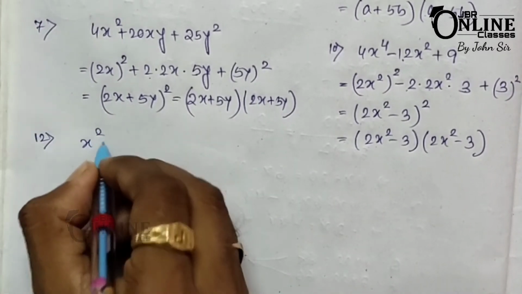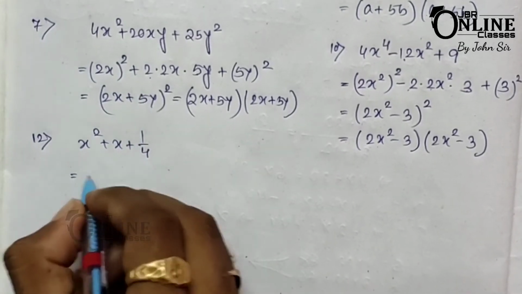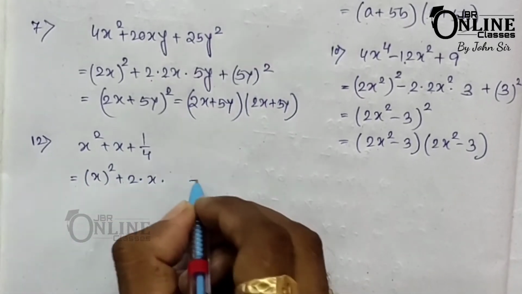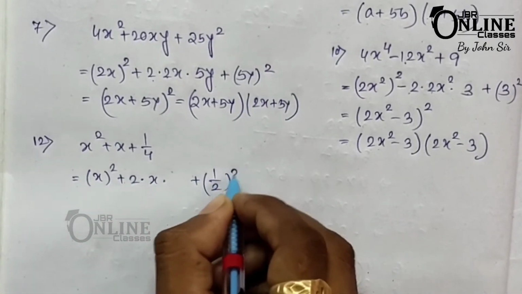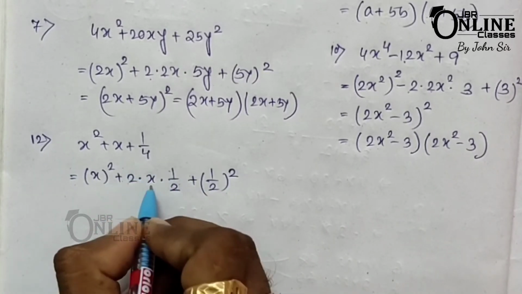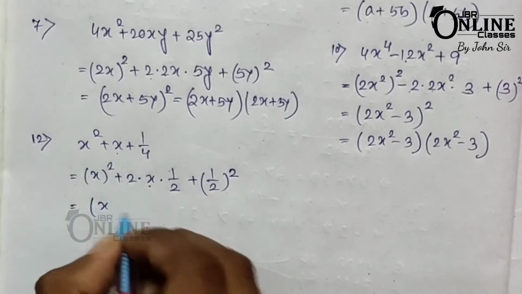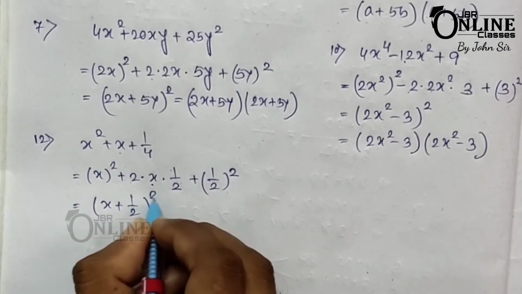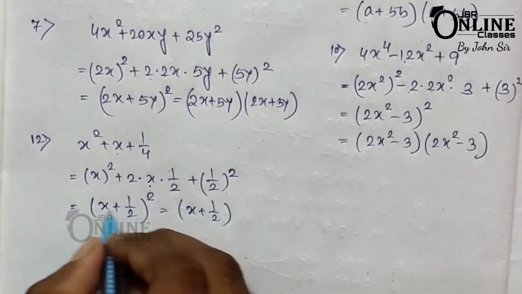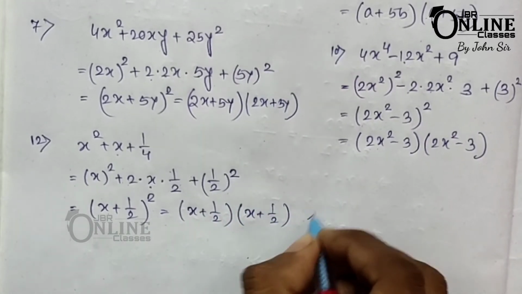Here, sum number 12: x square plus x plus 1 by 4. So that equals x whole square plus 2 into x into 1 by 2, whole square. Just put down here 2. Now the 2 and 2 cancel out, so it will be only x remaining, and here also x, so no problem. Now let's write down x plus half whole square. So x plus half into x plus half. So that is the answer.